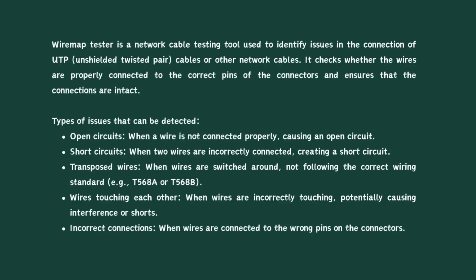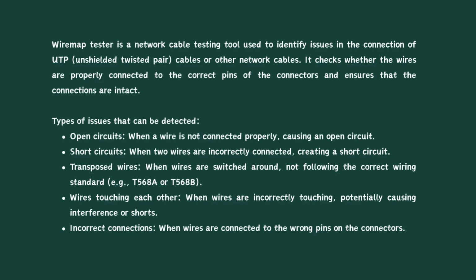A wire map tester is a network cable testing tool used to identify issues in the connection of UTP, unshielded twisted pair, cables, or other network cables. It checks whether the wires are properly connected to the correct pins of the connectors and ensures that the connections are intact. Types of issues that can be detected.